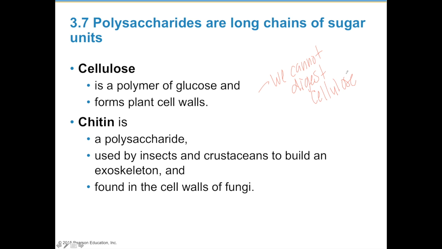Chitin is also a polysaccharide. It's used by insects and crustaceans. Think of things like crabs to build the exoskeleton. So this is going to be used for the exoskeleton of crabs and insects. And it's also found in the cell wall of fungus.